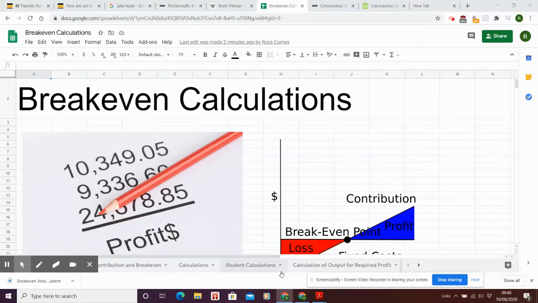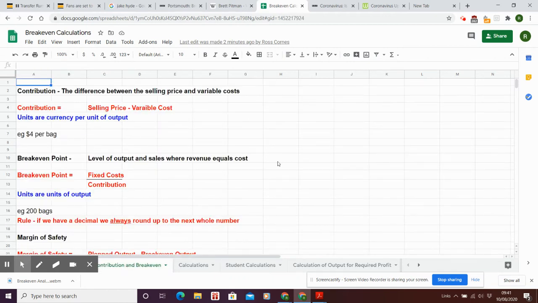Hi, welcome to this podcast where I'm going to look at calculations which are linked to break-even. Before we get any further, I think what we need to do first of all is to make sure that we know what the formulas are that we're looking at and what they mean.